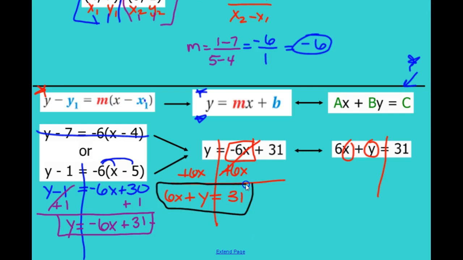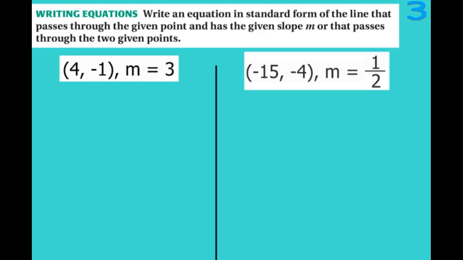And that is our answer. X and y are on the same side. There you go. 6x plus y equals 31. If you want to put a 1 there, you can. We're going to practice this a few more times.